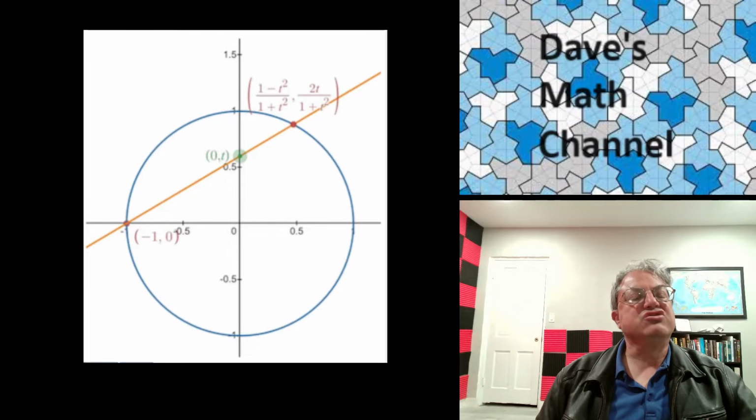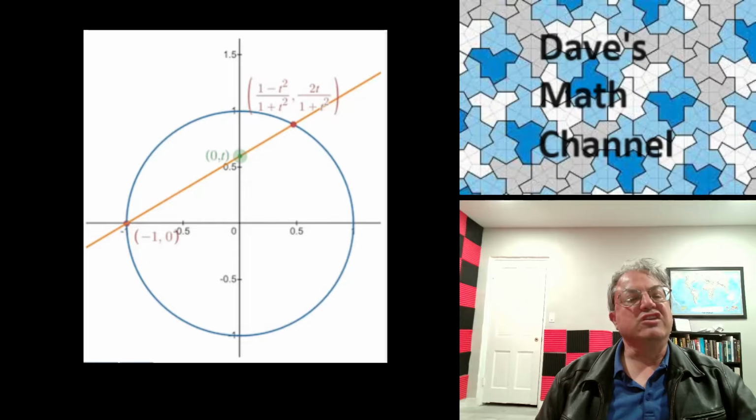T is just any rational number. It turns out if you pick any rational number t for the slope of this line, then the second intersection point of the line with this unit circle is the point whose x coordinate is 1 minus t squared over 1 plus t squared, and the y coordinate is 2t over 1 plus t squared.